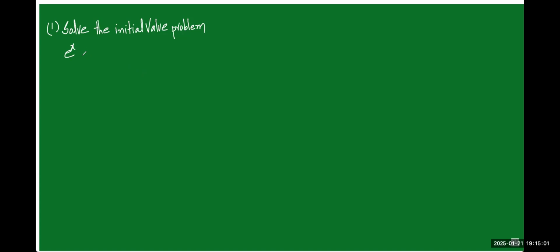Solve the initial value problem e to the power of x cos y dx minus sin y dy. I want to see how much you can do. It's not a difficult problem. We have already completed this type. The condition is y of 0 is equal to 0. Just before starting the solution, check whether we have done this one before or not.